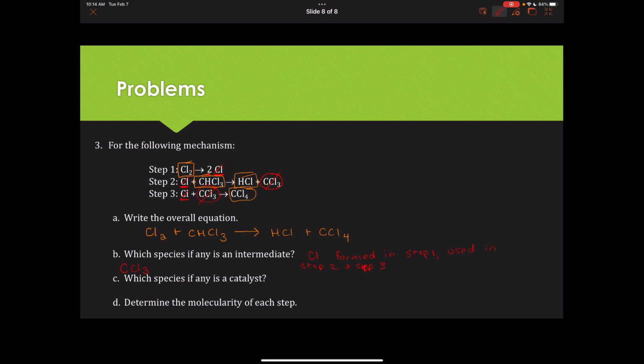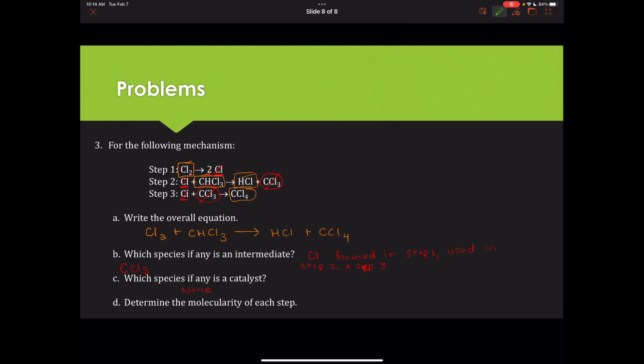We're asked if we have any catalysts here. So catalysts, we're looking for something that we added in one step and it got formed again in a later step. In this particular scenario, we don't have anything that we added as a reactant in one step and formed as a product in another. So there are no catalysts in this mechanism.